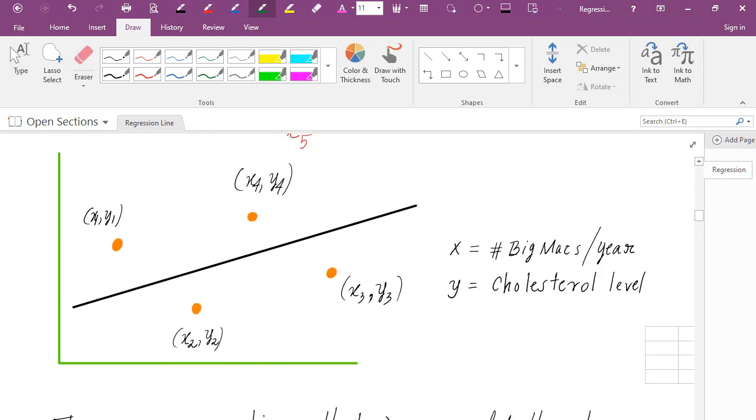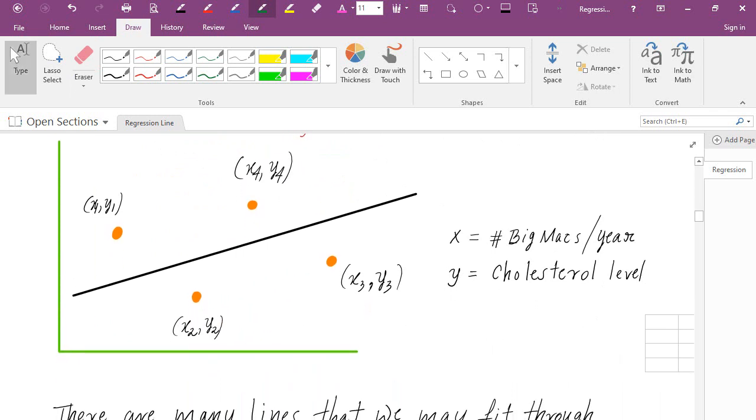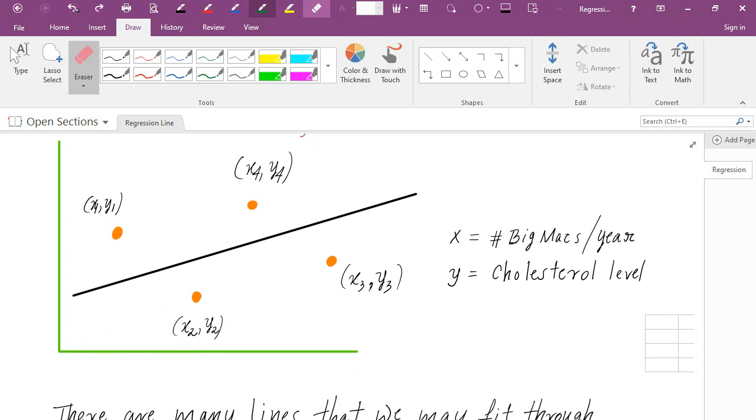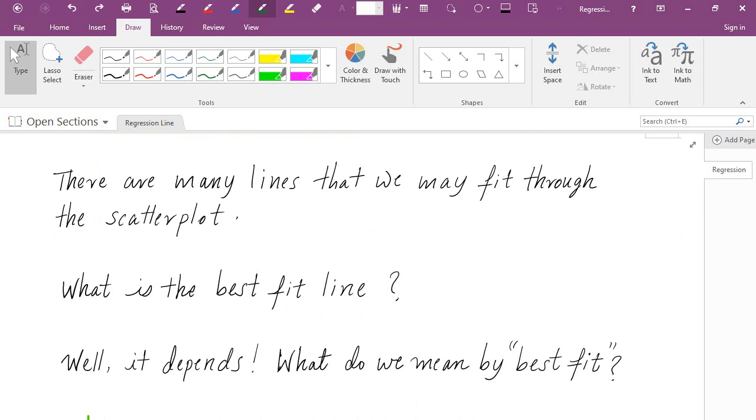Okay, so now you realize probably already that there are many straight lines that we can fit through our scatter plot, right? There are just too many lines that we can fit through our scatter plot. So the question is, which one do we pick? Which one is the best fit line?